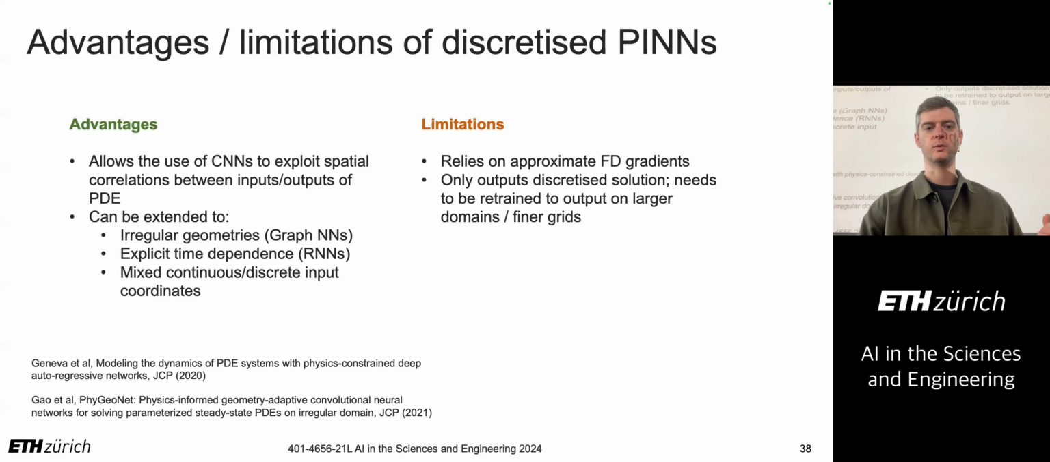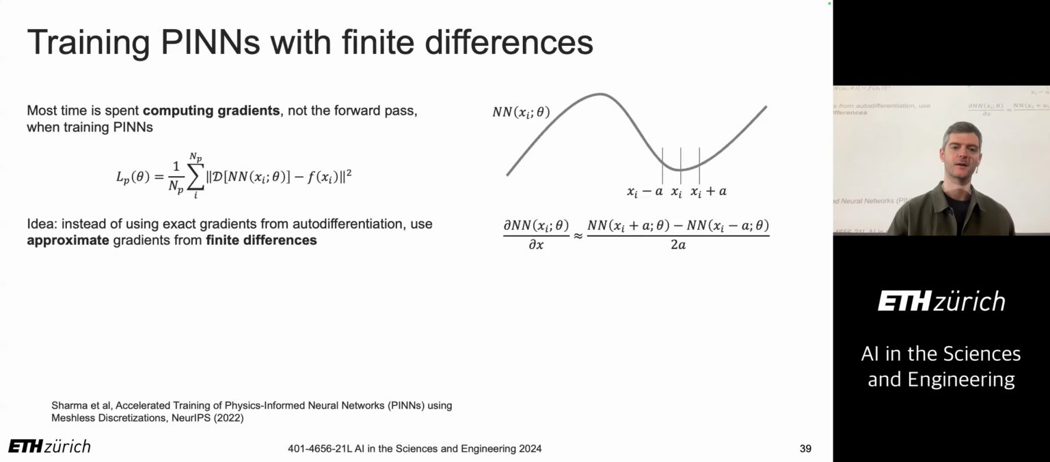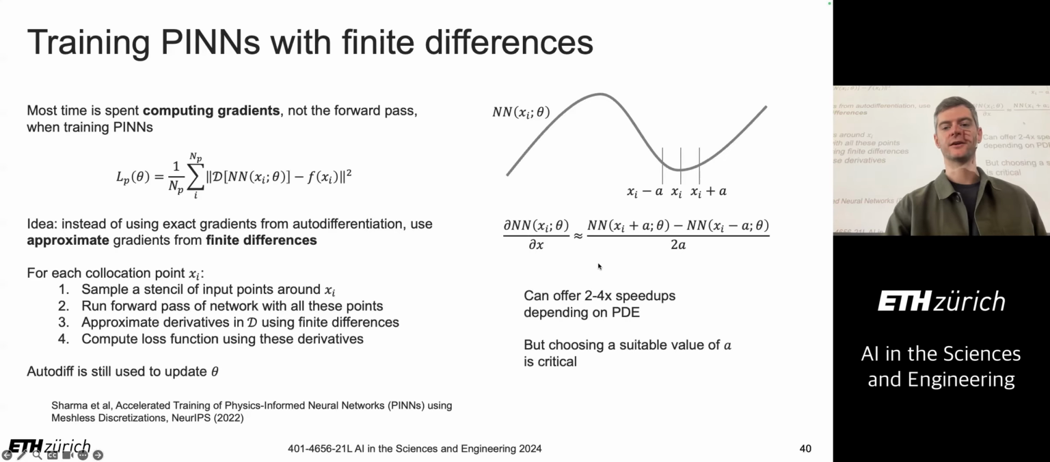Okay, I've got one more slide to show you before we finish. This is training PINNs with finite differences. The main reason why PINNs are slow to train is because we have to compute these gradients, the gradients of the output with respect to the coordinates. I showed you last lecture that takes a lot of time to do. So the idea here is to not use autodiff to get those gradients, but instead use finite difference methods to approximate those gradients. You can get kind of 2 to 4 times speedups just by doing this. But the downside is that you're using approximate gradients, and the choice of the width of the filter is a very important choice.